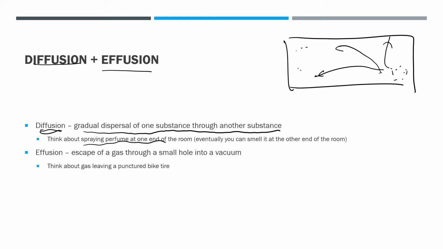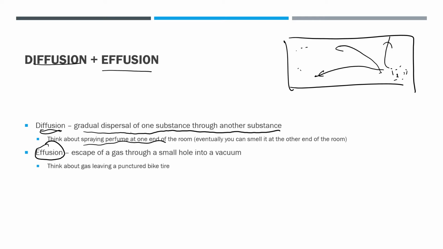So basically the example is if I spray perfume at one end of the room, the gas particles are going to spread out to take the entire volume of the container they're in, and then once they spread out, you can smell the perfume at another end of the room. And that is what diffusion is. The next key property is effusion. This sounds really similar, but it's very different.